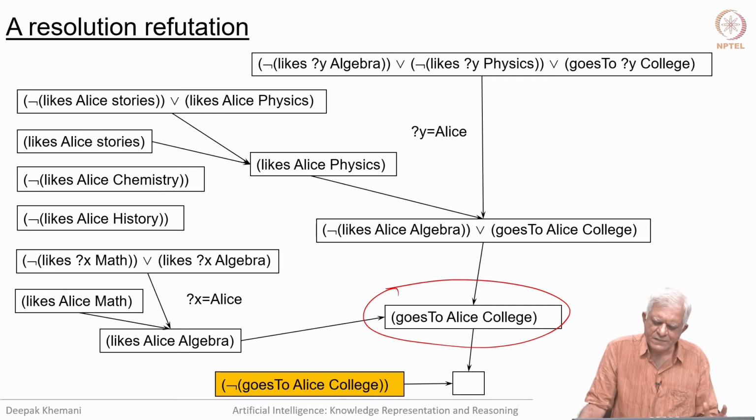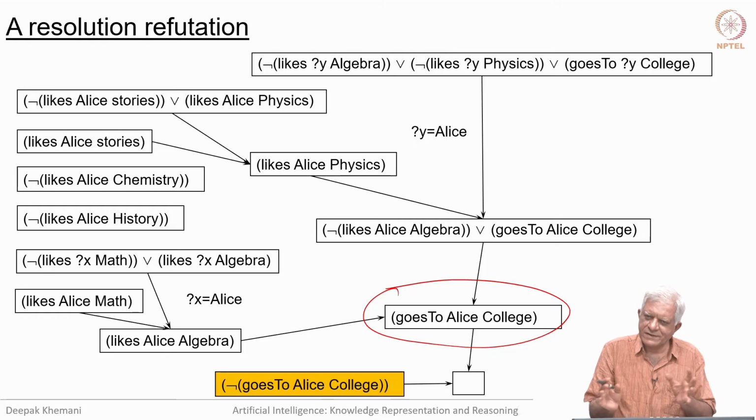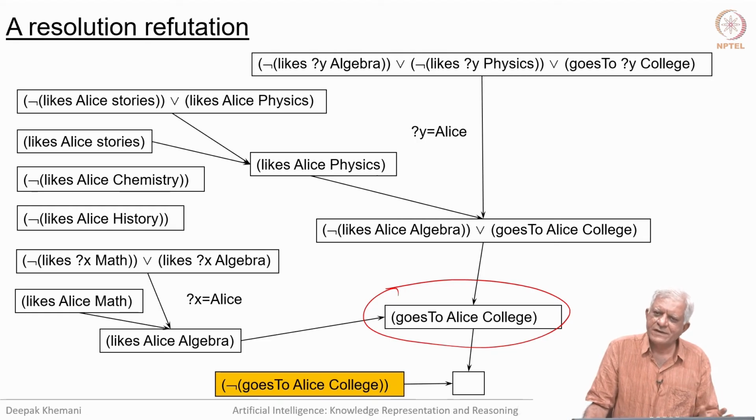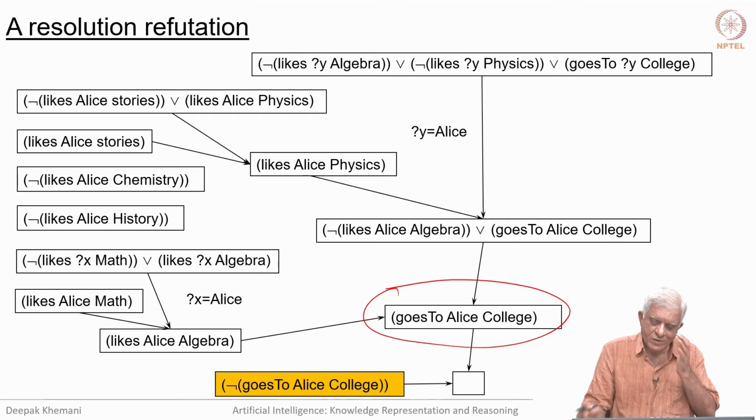In fact, when people work with the resolution refutation method, they say that you must try to use the negated goal as early as possible, because if there is a contradiction in the augmented knowledge base, what is the augmented knowledge base? The knowledge base augmented with the negation of the goal. If there is a contradiction in the augmented knowledge base, it must be because of the negated goal, because ultimately we are doing proof by contradiction. So some people say that you must try to use either the negated goal or its descendants as early as possible.